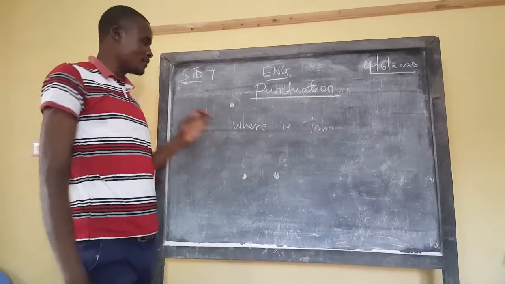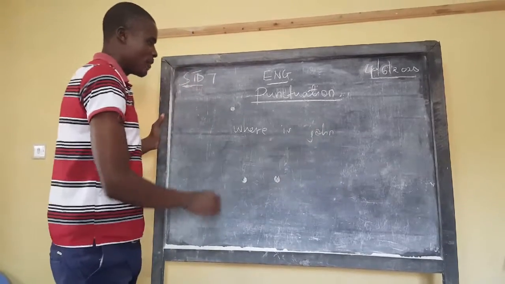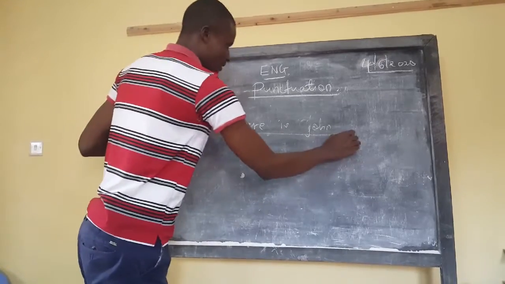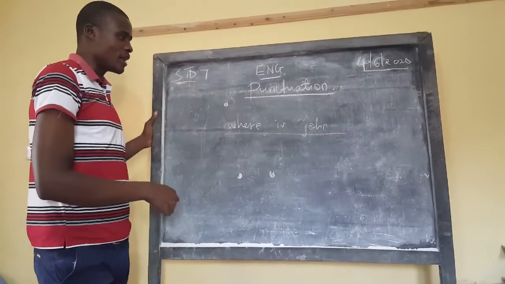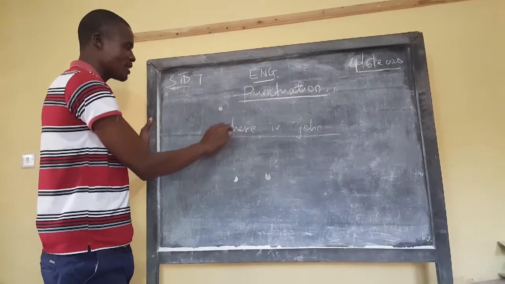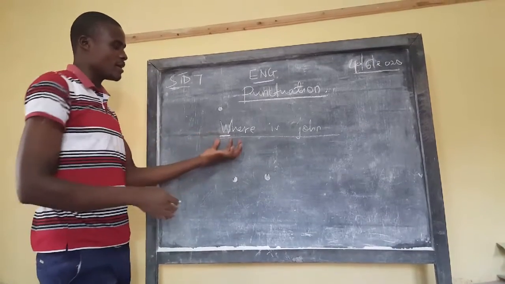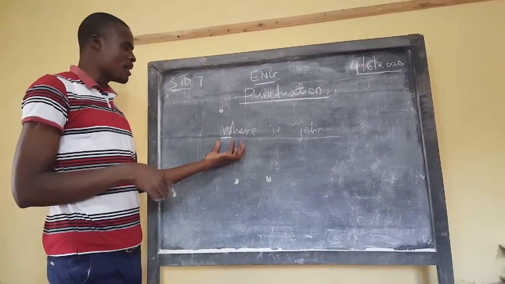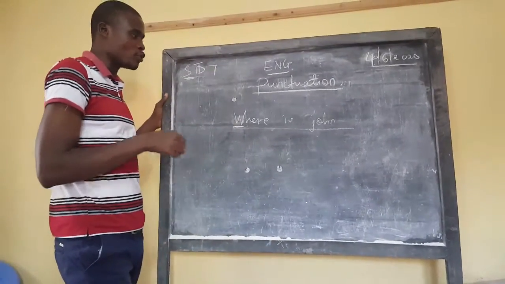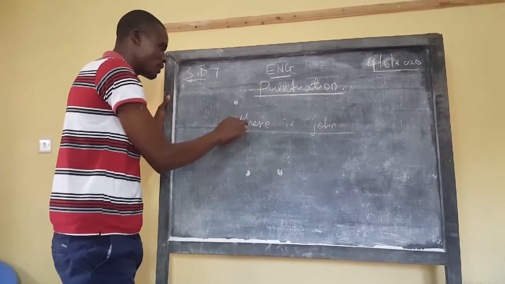Look at this sentence, learners. You realize that John is written in a small letter, and the W here is also a small letter. And yet these are sentences. So this is a wrong sentence. If you want to make it right, you must write a capital letter at the beginning, meaning punctuation begins there. Any sentence begun with a small letter is wrongly punctuated. So to make it rightly punctuated, you must begin it with a capital letter.